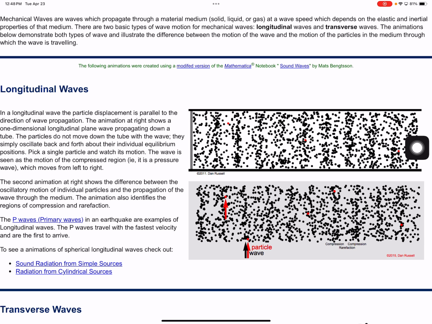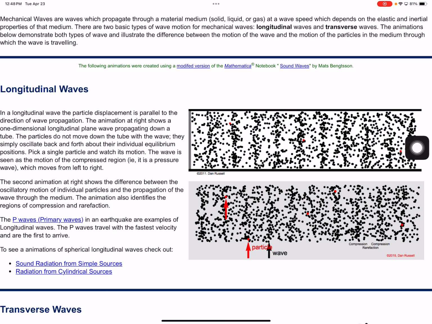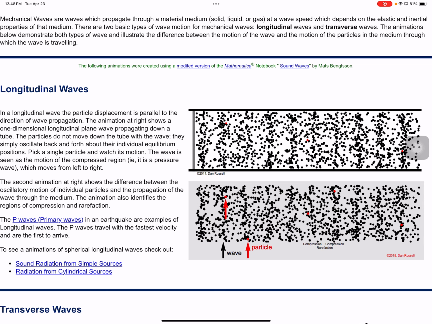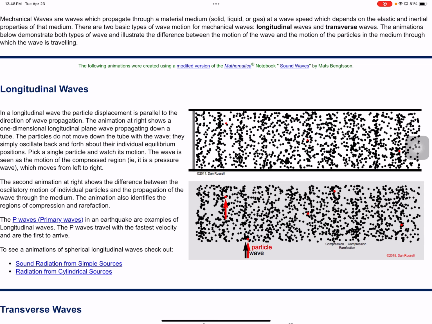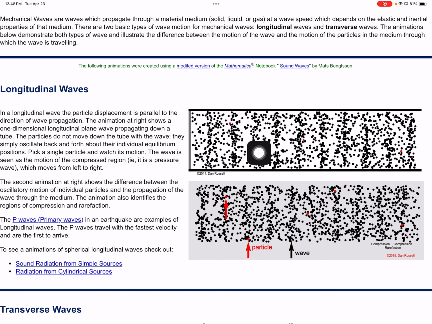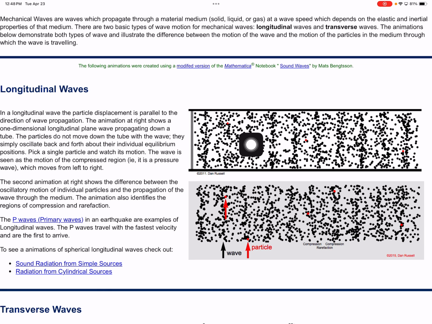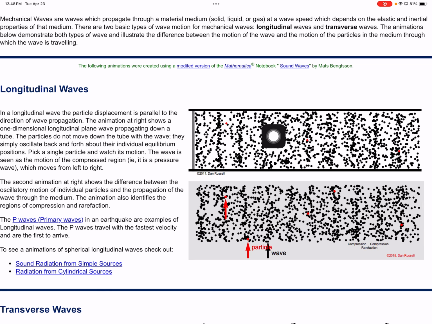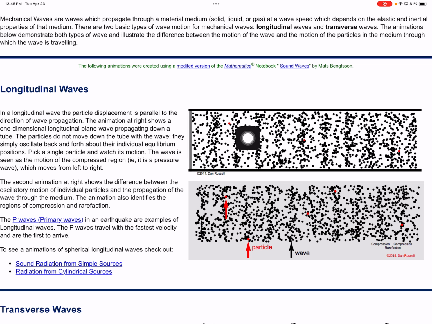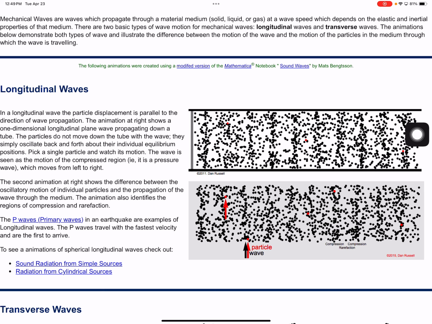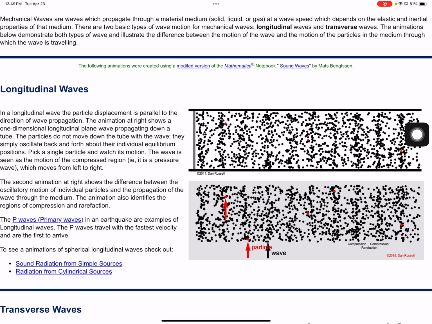A sound wave can also travel in a solid medium. In a solid medium, it can be both transverse and longitudinal. In a fluid, fluids cannot withstand shearing stress, so you can't have transverse waves in fluids. In fluids, you can only have longitudinal waves. In solids, you can have both transverse and longitudinal waves.